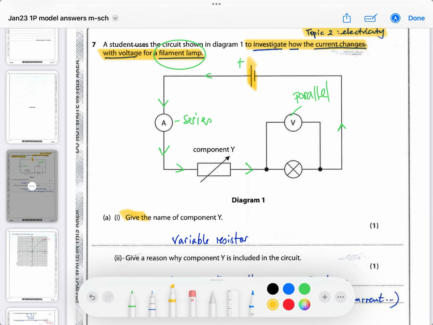All right, so it says give the name of component Y. So component Y is here.